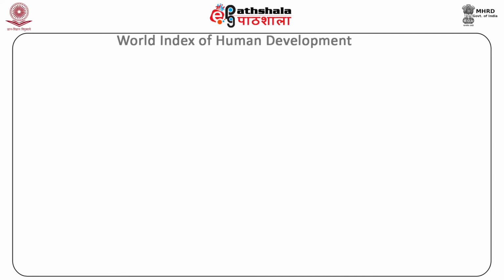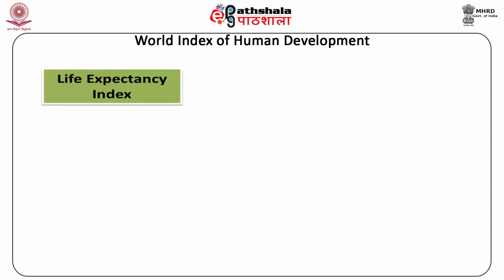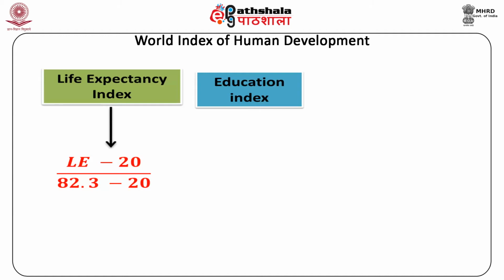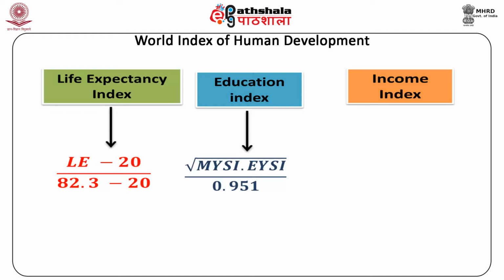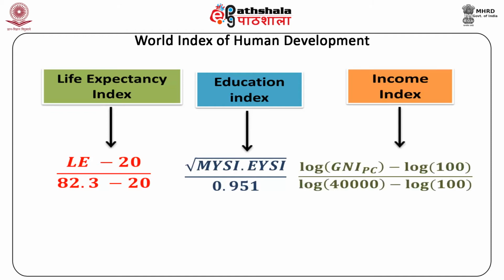Since 2010, a slightly different formula is being used. The following three normalized indices are calculated and then their geometric mean is taken. Life expectancy index (LEI) is equal to (life expectancy minus 20) divided by (82.3 minus 20). Education index (EI) equals the square root of the mean years of schooling index multiplied by the expected years of schooling index, divided by 0.951. Income index (II) is equal to (log of gross national income per capita at purchasing power parity minus log of 100) divided by (log of 40,000 minus log of 100).